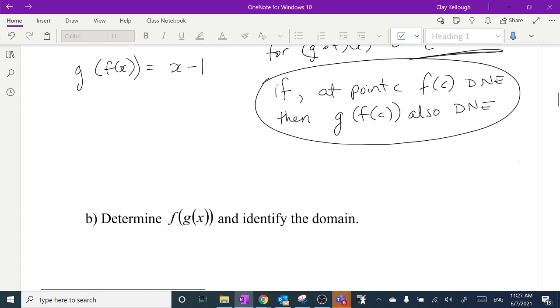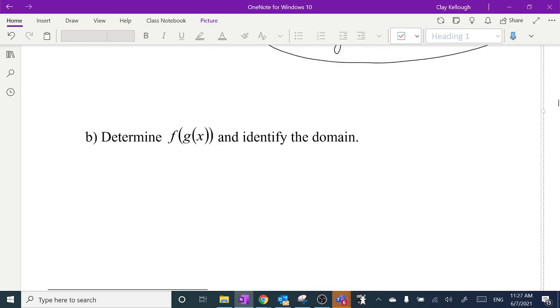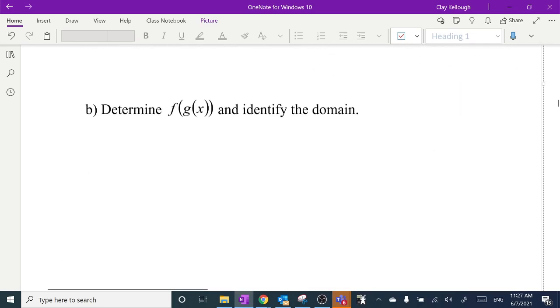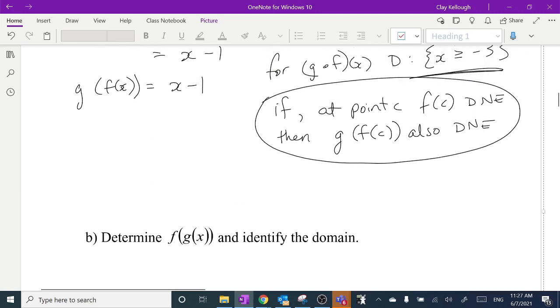They have it as a note here at the bottom that says we must consider the domain of the inner function as well as the domain of the composite function. Think of the inner function. The outer function actually kind of doesn't matter. Let me show you what I mean. Let's find f of g of x. So f of g of x means, again, here are my two functions. Let me write them down again.